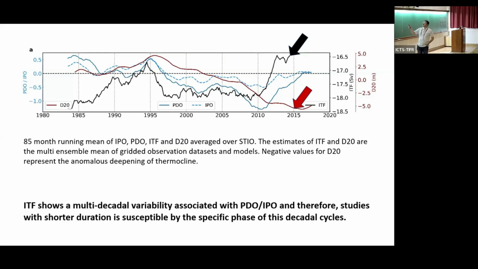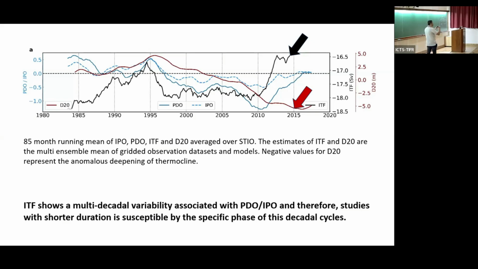But the ITF reversed after 2010. Until 2010, the D20, that is the red curve, is following the ITF. When the ITF was decreasing, D20 shallowed. When the ITF strengthened, D20 deepened. But after 2010, the ITF reversed, but D20 did not. D20 continued to deepen. So the correlation between the D20 and the ITF somehow got disconnected. There is something more that started happening after 2010.